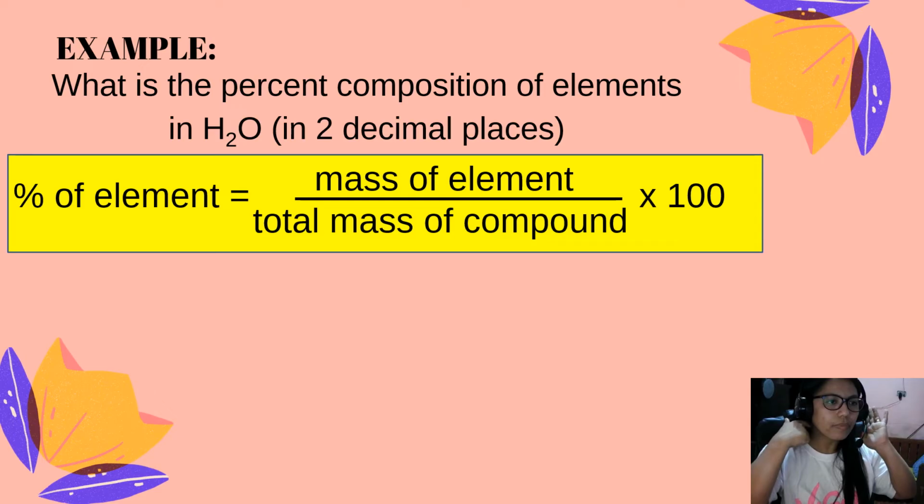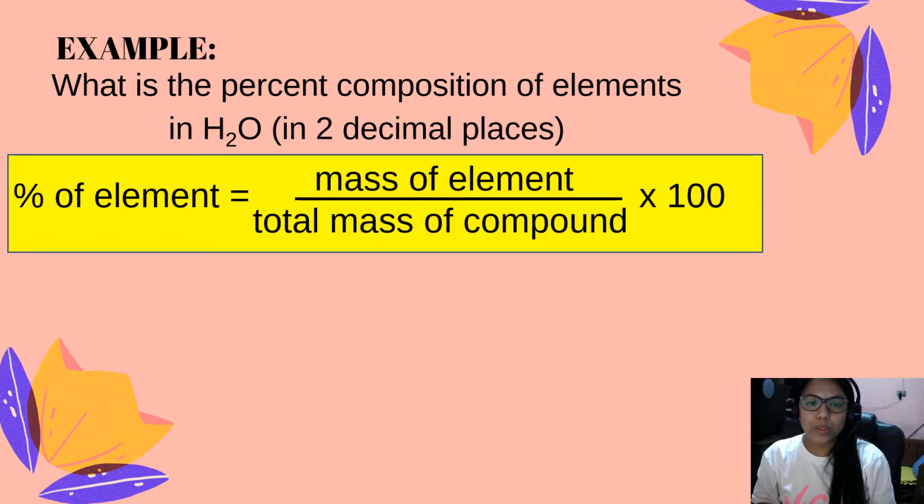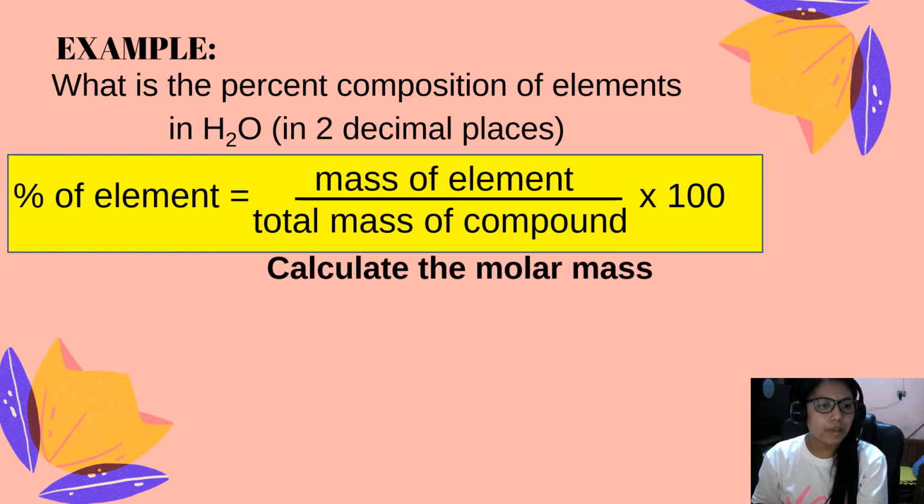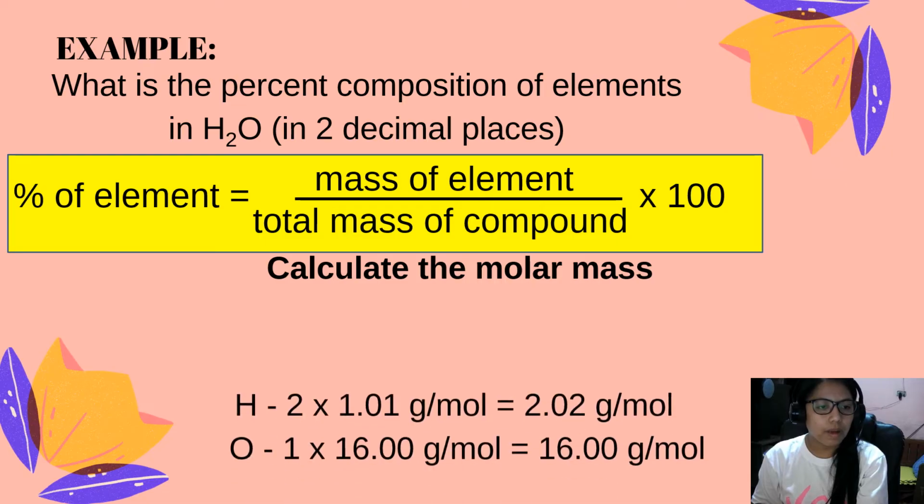Next, let's have an example. Another, what is the percent composition of elements in H2O? So, in this problem, we're going to compute the percentage composition of elements sa H2O, meaning yung dalawang element ang hahanapan natin, the hydrogen and the oxygen. Make sure po yung final answer is in 2 decimal places. So again, this is our formula. So the first step, calculate the molar mass.